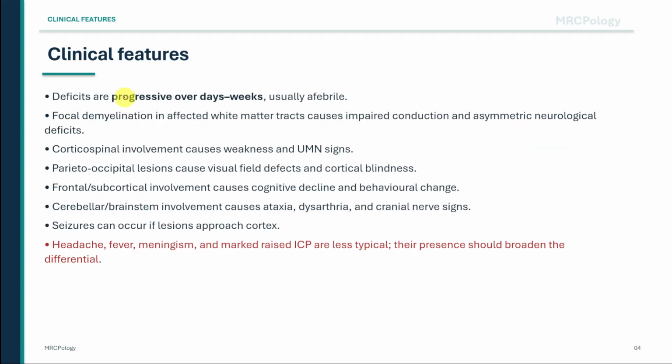The patient is usually afebrile. The deficits depend on where the demyelination is. If corticospinal tracts are involved, there is weakness and upper motor neuron signs. If parieto-occipital white matter is affected, the patient may develop visual field defects or cortical blindness. Frontal and subcortical involvement can cause cognitive decline and behavioral change. Cerebellar or brainstem disease can cause ataxia, dysarthria, and cranial nerve signs. Seizures may occur when lesions are close to cortex.